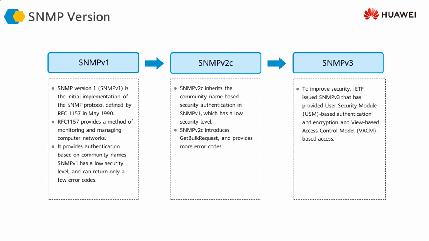SNMP version 2C added a little bit of security. However, it was not as secure as SNMP version 3, and it introduced the get bulk request message, plus it added a lot of error messages which were missing in version 1.